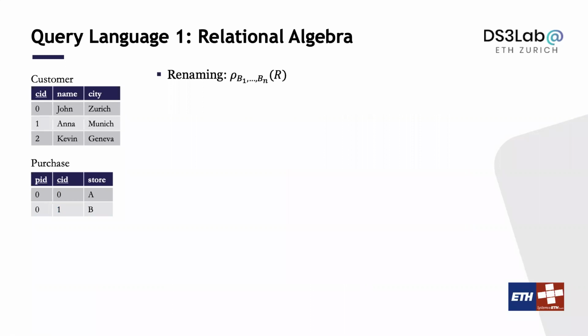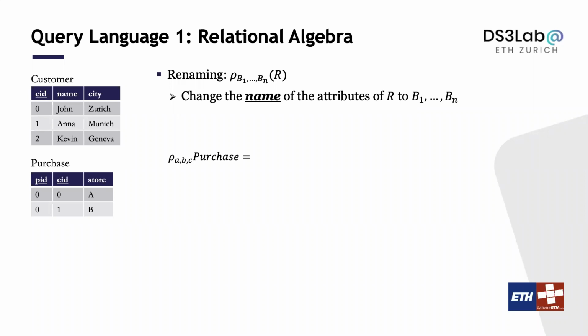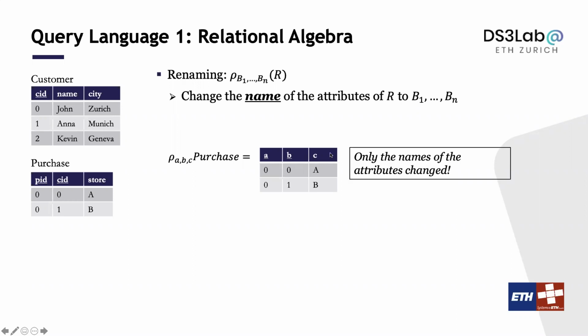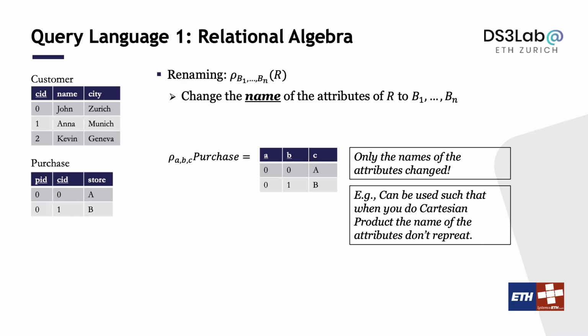And then you can do renaming of your attributes. For example, you have one relation with n different attributes, and I can simply change their names. If I have the purchase relation and rename it to ABC, I get a new relation with the same content, but simply different names of the attributes. Only the names of the attributes change.